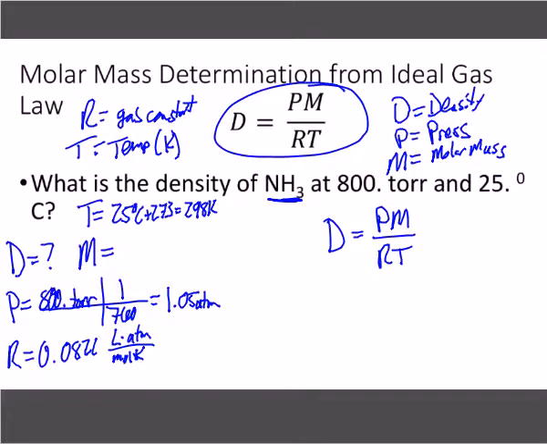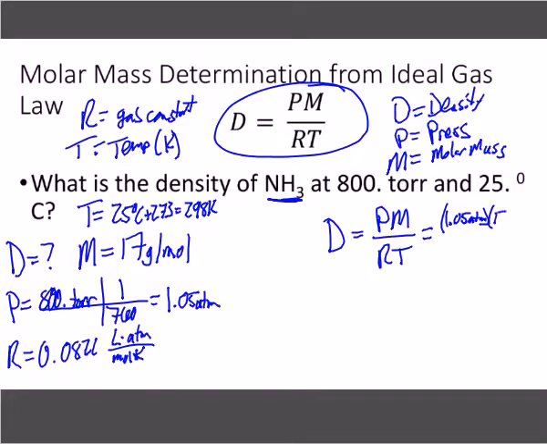Nitrogen is 14 plus 3 is about what? 17. Now, should you guys round like I just did? No. On your test or quiz, you're going to go to your periodic table, add them all up. For the sake of time, we are going to round. Okay? All right, now it's just plug and chug from here. It's super easy.